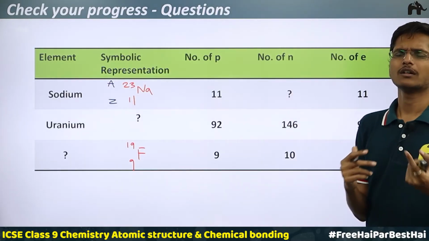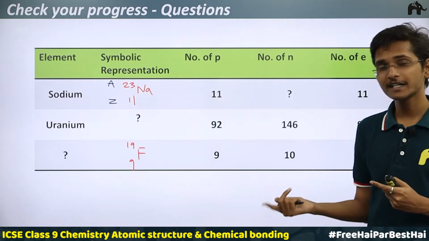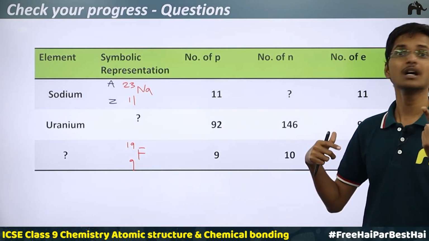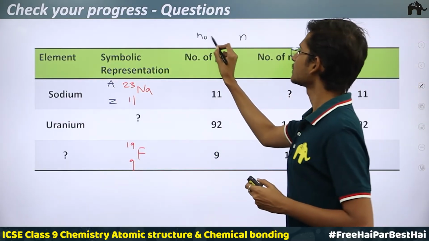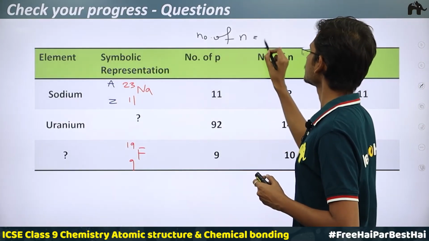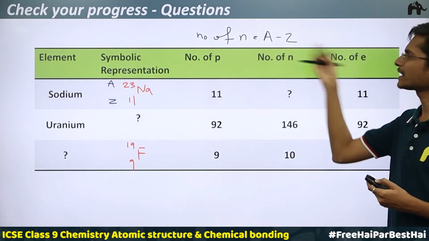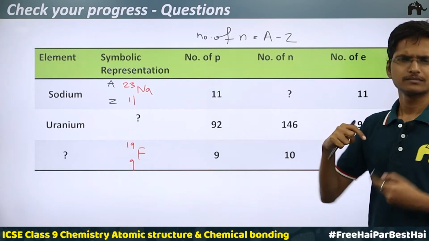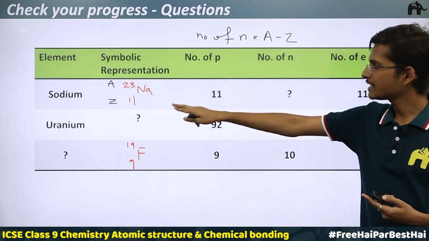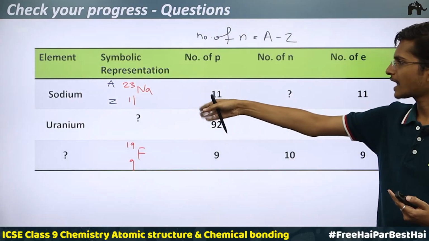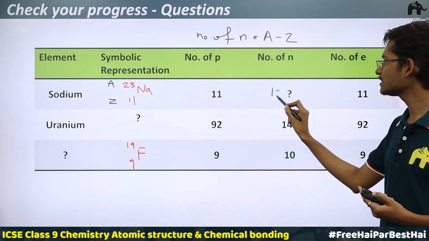So just now, a few minutes ago, we studied the formula to calculate the number of neutrons, provided we know the mass number and the atomic number. So the number of neutrons equals A minus Z, right? Mass number minus atomic number. Okay, so we have derived this. A is here 23, Z is 11. 23 minus 11 is 12. So here the number of neutrons is 12.